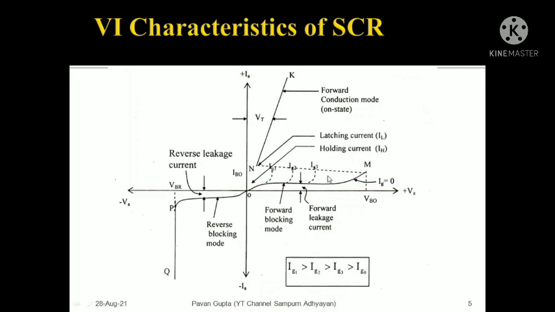During the plot, we require the first quadrant and the third quadrant characteristics, and we look for the breakover voltage and other turn on voltages with respect to some gate current, and then we plot the anode current. We also look for the breakdown voltage, the current, and the leakage current. So these things are required for the VI characteristics of an SCR.